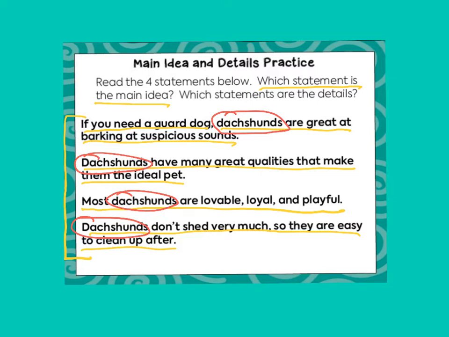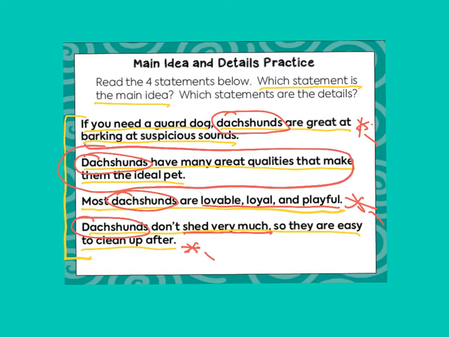So when I'm thinking about this, I would say that this one is a detail because barking at suspicious sounds was only mentioned once. Lovable, loyal, and playful, okay, that doesn't cover each of the details, so it couldn't be the main idea. And the whole thing wouldn't be about shedding because that's not mentioned in any of the other sentences. So my guess here is I would say that this one, and the last one are the details, and this one would be the main idea.